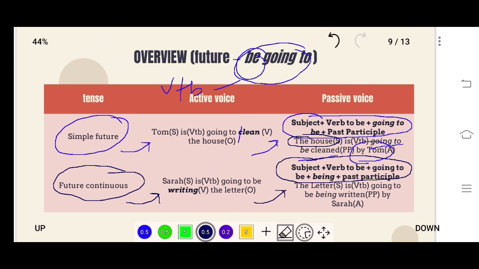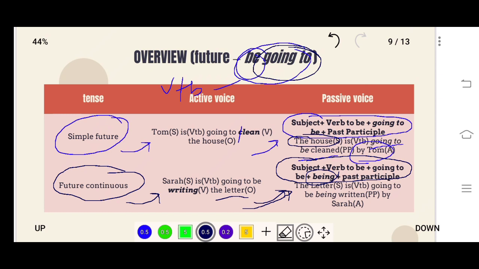So basically, the object in the active voice is the letter, and then it becomes the subject in the passive voice. Then we add the verb to be, because the letter is singular, and then we add going to be because it's the future. For the future continuous with going to be, we add the word being, the same as the future continuous with will, being plus past participle.